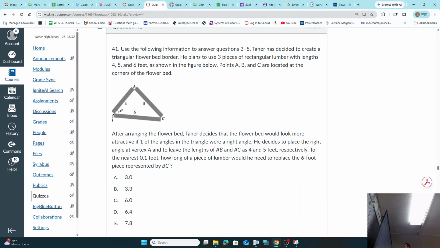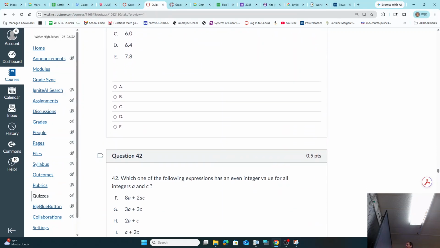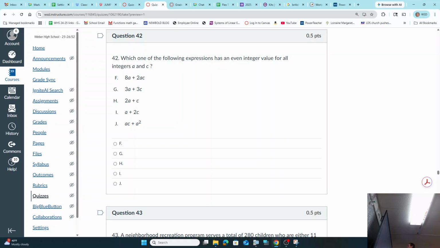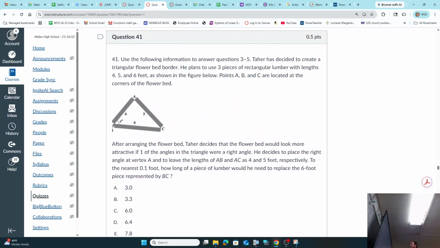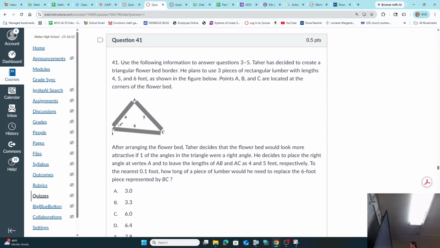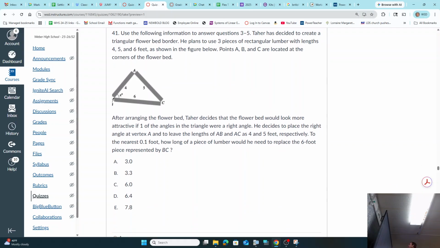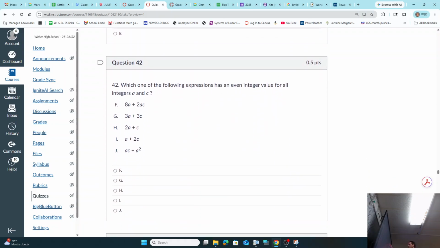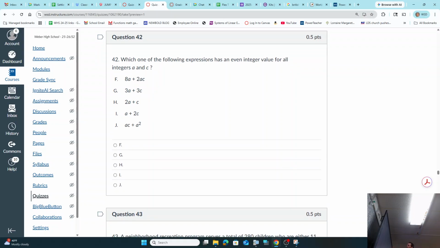Perfect. Okay, so then, which of the following expressions has an even integer? Was that just it for 41? I thought we were using this for lots of questions, 3 through 5. Oh, wow. Okay, which of the following expressions is an even integer for all integers a and c? Okay, let's pause that one too.